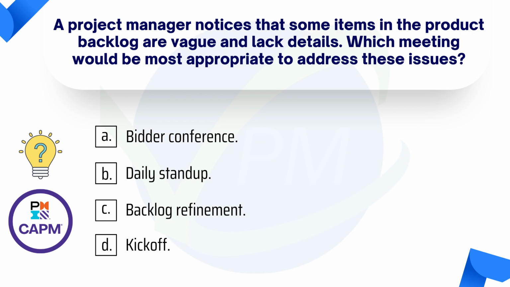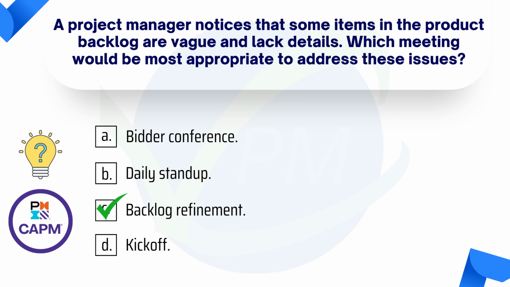Okay, so next question. A project manager notices that some items in the product backlog are vague and lack details. Which meeting would be most appropriate to address these issues? So is it A, a bidder conference? Is it B, a daily stand-up? C, the backlog refinement, or D, kickoff? Okay, so there is definitely backlog refinement.